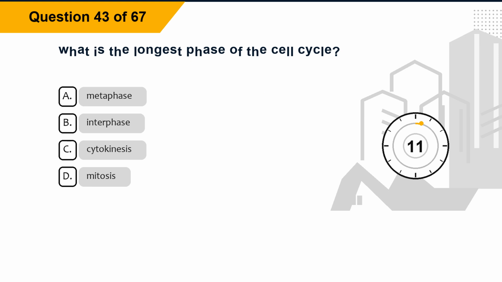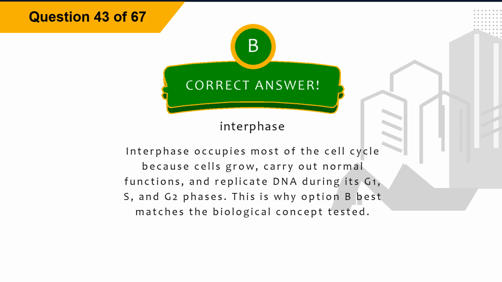Question 43. What is the longest phase of the cell cycle? Option A, metaphase. Option B, interphase. Option C, cytokinesis. Option D, mitosis. The correct answer is option B, interphase. Explanation: interphase occupies most of the cell cycle because cells grow, carry out normal functions, and replicate DNA during its G1, S, and G2 phases. This is why option B best matches the biological concept tested.